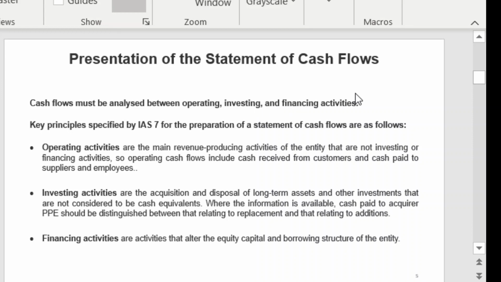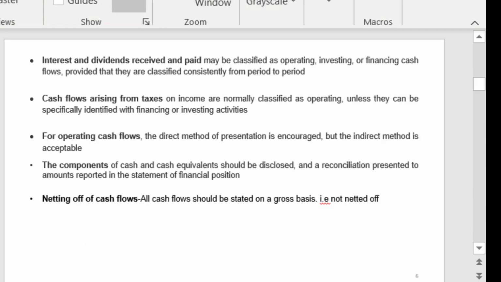So whenever you're asked to prepare the statement of cash flows, we should be able to see what are the cash flows from operating activities, what are the cash flows from investing activities, and lastly, we will expect to see what are the cash flows from financing activities. Now let us look at the interest as well as dividends received and dividends paid.